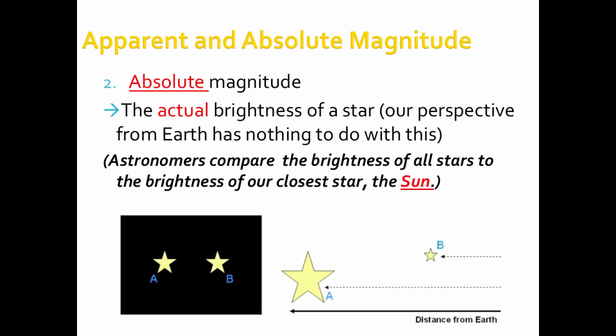So, absolute magnitude is the actual brightness of a star, and our perspective from Earth has nothing to do with it. Astronomers compare the brightness of all the stars to the brightness of our closest star, which is the sun. So, for example, let's look at this picture right here on A and B. If you had to choose between the two, which one would you say is closer? Well, from Earth's perspective, they actually look like they are the exact same distance, exact same magnitude. But in reality, A is a lot bigger and brighter, but it is farther away compared to B. So from Earth, they look the same. So that's why scientists always go with absolute magnitude as opposed to apparent magnitude, because things aren't always as they appear, right?